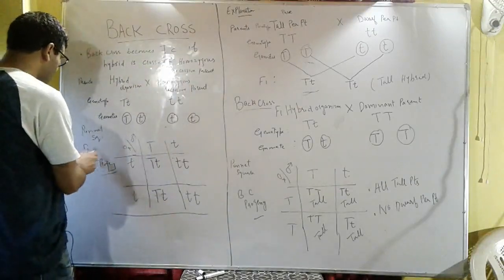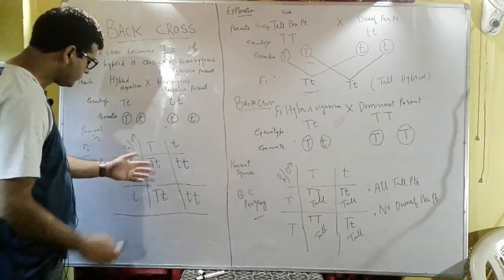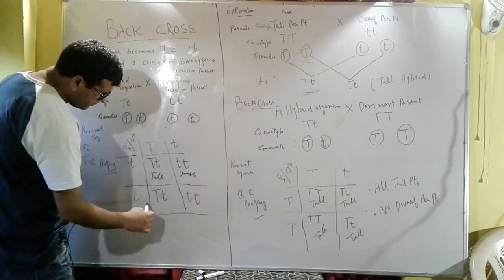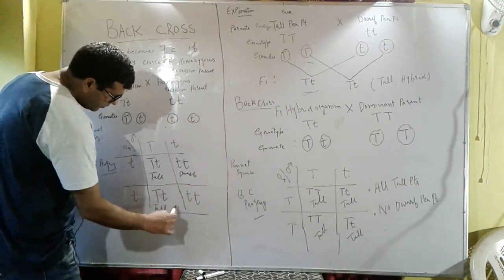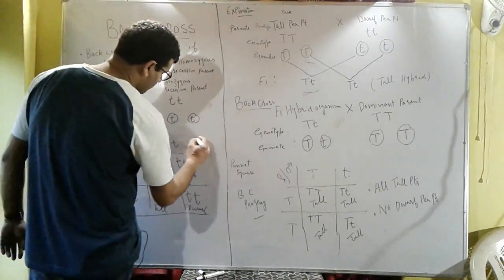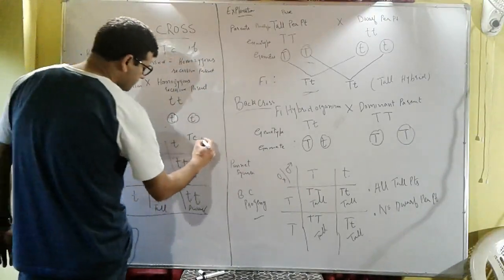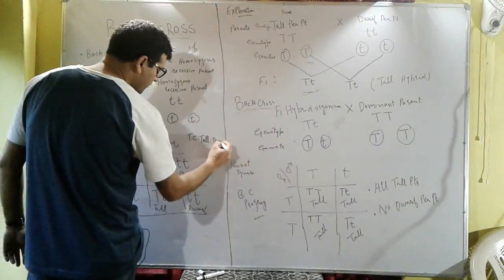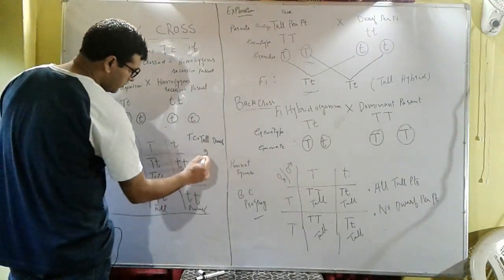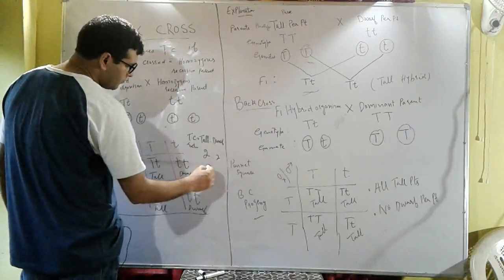This is what we call the F2 generation, the second filial generation. What is the phenotype here? This is tall and this is dwarf. So in case of test cross, what do we obtain? Tall and dwarf. How many tall? 2 tall. How many dwarf? 2 dwarf. So what is the test cross ratio? The test cross ratio is 1:1.